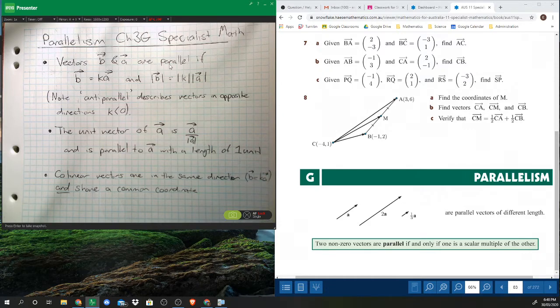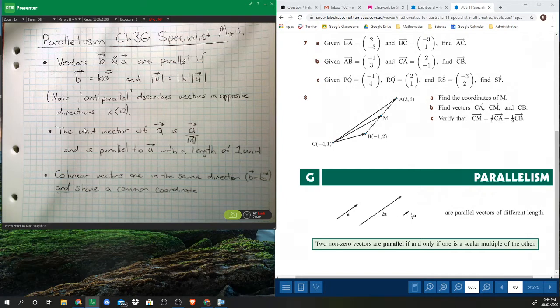Vectors A and B are parallel if B is equal to Ka. The result of that would also mean that the length of B is equal to the length of A times the modulus of K. K can be positive or negative, and both mean parallel. So you get vectors pointing in opposite directions, and they're both parallel. Although there is a term called anti-parallel, which describes vectors in opposite directions, this still counts as parallel, though. So if K is less than 0, some textbooks call that anti-parallel.